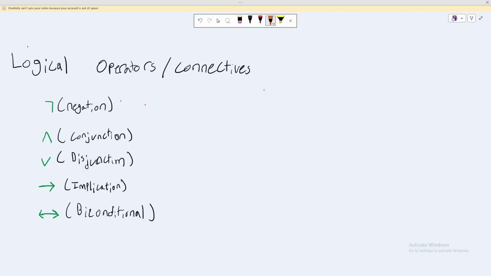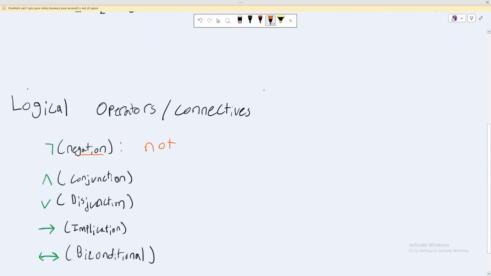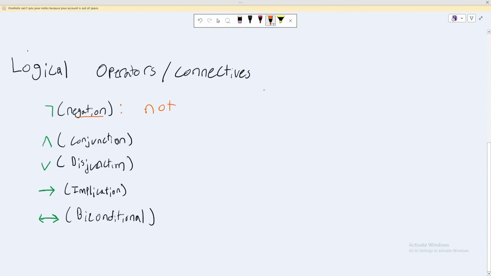So negation is this half box sign over here, and what it basically does is the opposite, or inverse. As its name says, negation. So it would be like saying not before its statement. If we were to negate this statement or proposition, London is the capital of England, we would just say London is not the capital of England, and it would turn this into false. We will be going over that more in depth in later videos, but that's basically what it does.